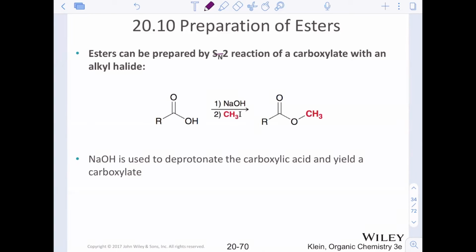Esters can be prepared by an SN2 reaction, specifically with the carboxylate ion. So again, in step number 1 here, NaOH is going to deprotonate that carboxylic acid. And then we should be using a methyl halide or a primary alkyl halide, and that would undergo an SN2 reaction, which we have actually seen from chapter 7. NaOH is used to deprotonate the carboxylic acid because, again, the pKa's are favorable.